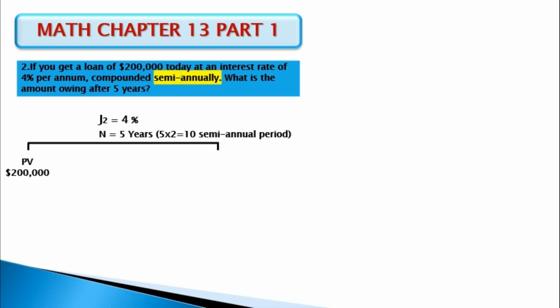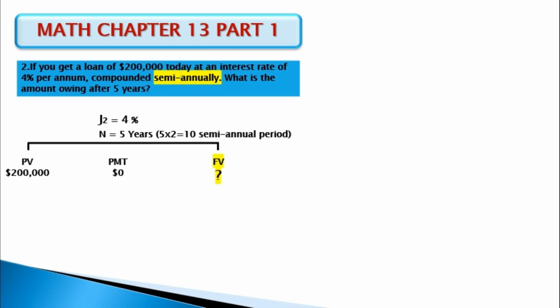PV is still 200,000. There are no payments being made. In this situation, if there were payments being made, there would be 10 payments. Yes, there are 10 payments being made of $0. And we are asked to find how much would be owing after 5 years where the interest rate is J2 equals 4%.